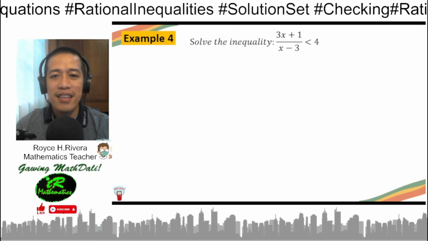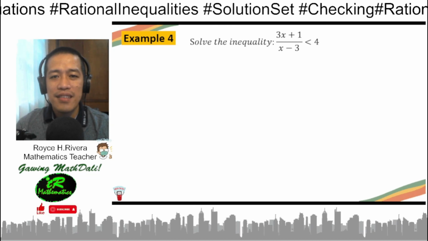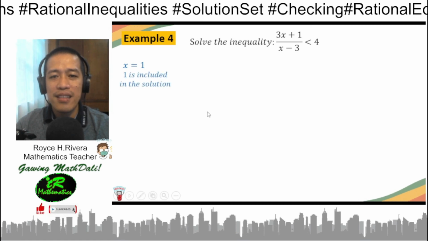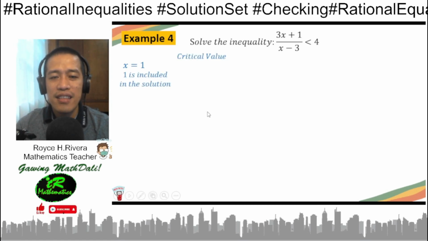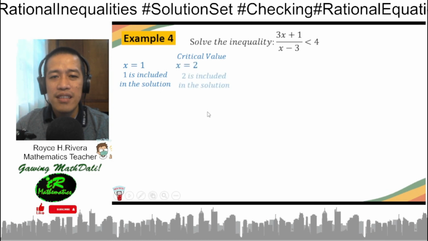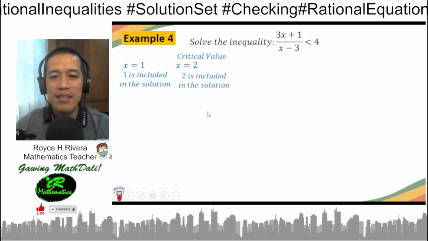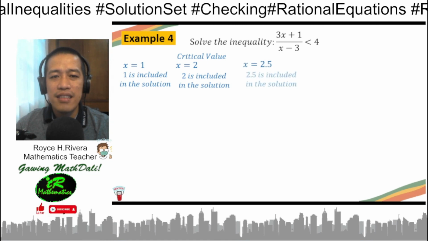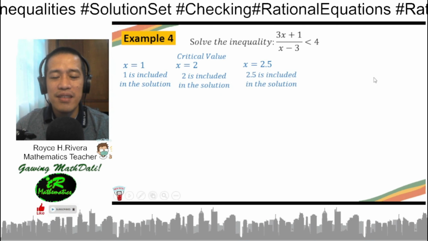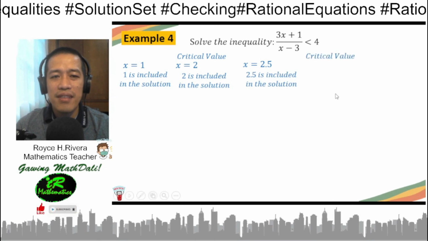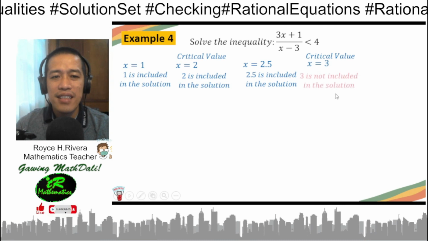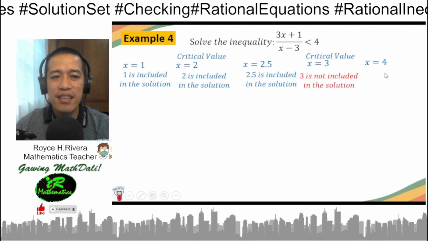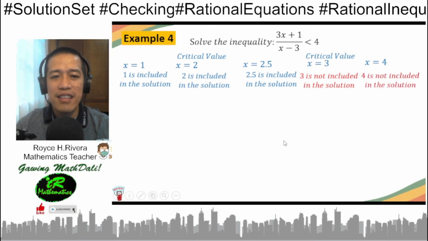Let us now summarize our findings. We have the test point x equals 1 is included in the solution. The critical value 2 is also included in the solution. The test point 2.5 is included in the solution. The critical value 3 is not included in the solution. And the test point x equals 4 is not included in the solution.